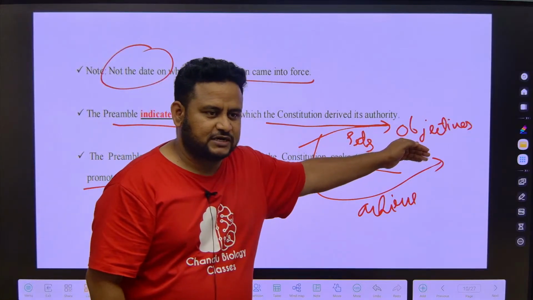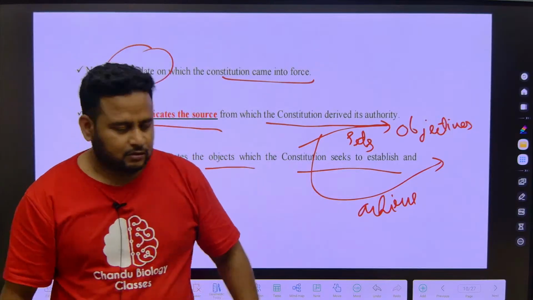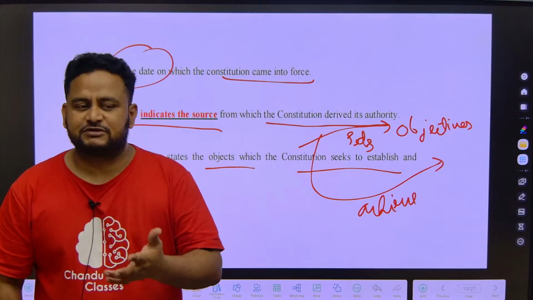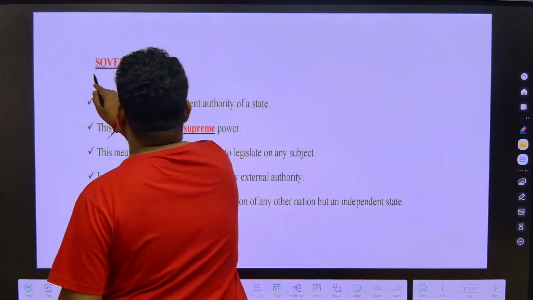That is the meaning of means. Setting the objective means what? It is the end. Setting the objective, setting the target, that is your end. Achieving that, that is the means. Understood? That's why I told about ends versus means in the beginning. Now let us go directly to what is sovereign.